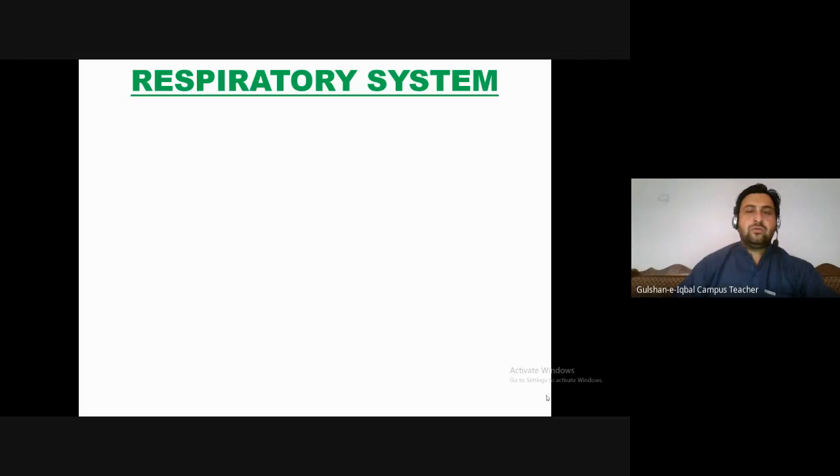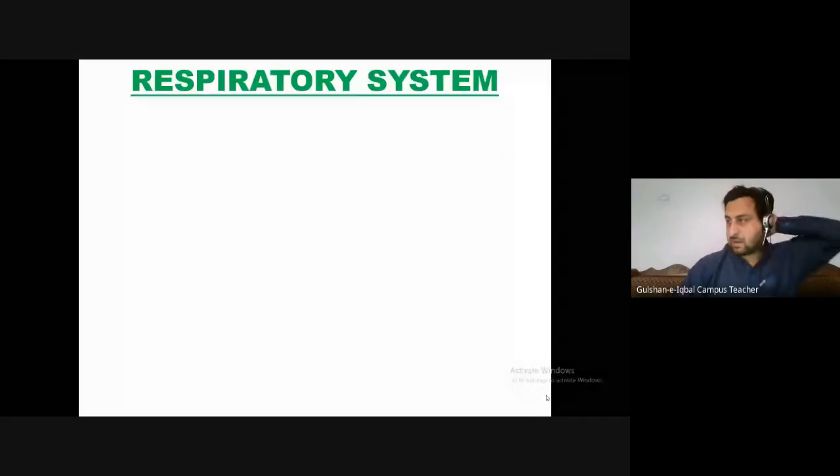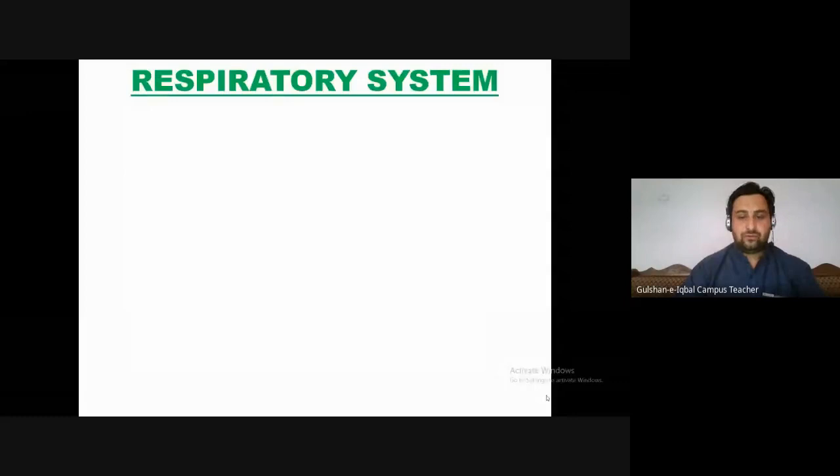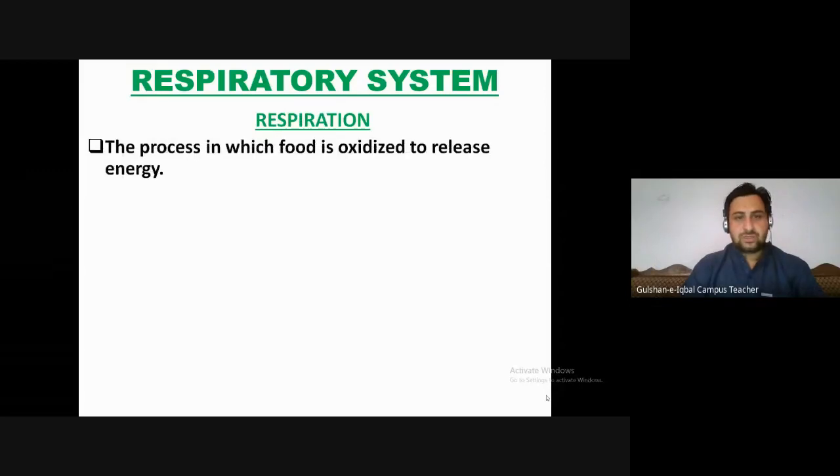Here, what we mean is that we are going to discuss the gaseous exchange in the frog: how oxygen is taken in, how carbon dioxide is moved out. That's what we have to discuss, okay? So let's start with respiration. The process in which food is oxidized to release energy is called respiration.